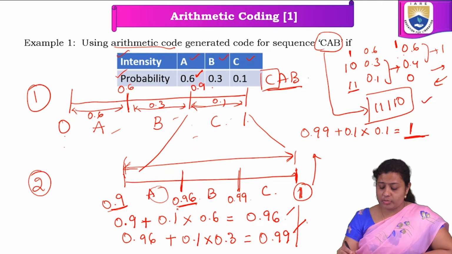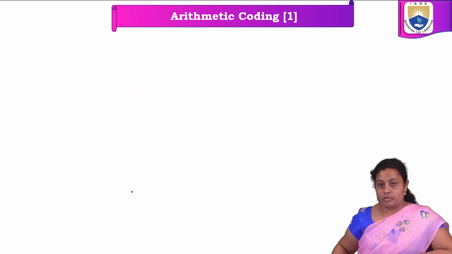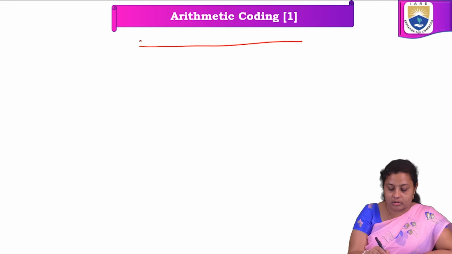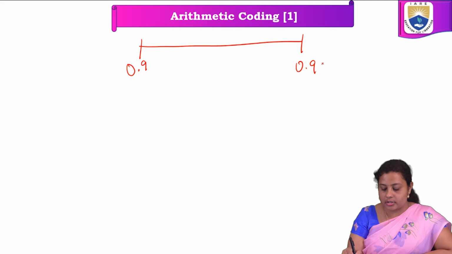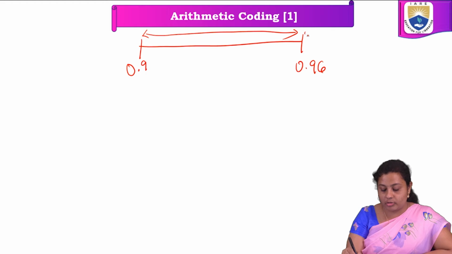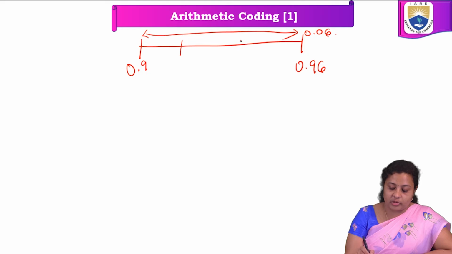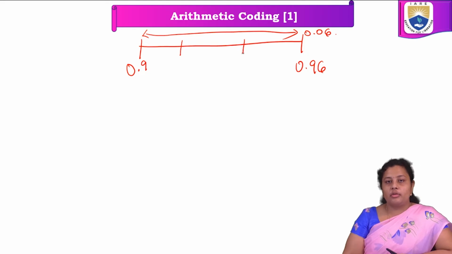Now, what is the second symbol in my sequence? It is A. So what range do I have to consider? I have to consider the range 0.9 to 0.96. The length of my new subgroup is equal to 0.06. Now I have to divide it into 3 subgroups with 2 divisions. So how do I get this value?